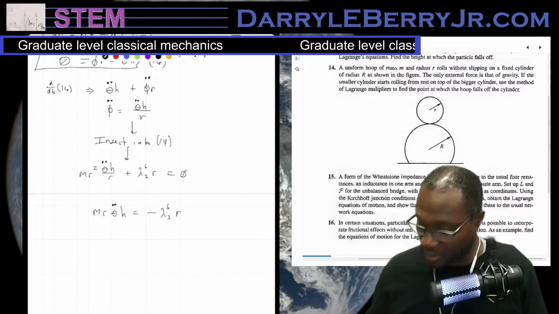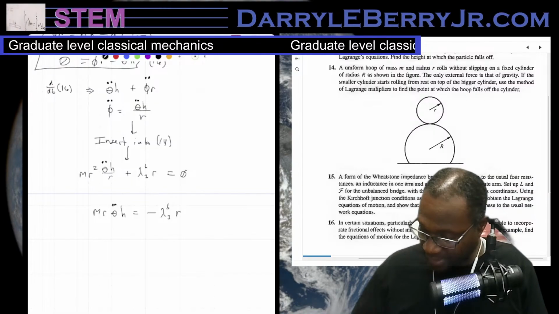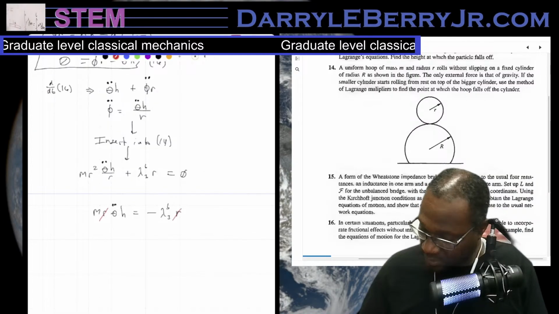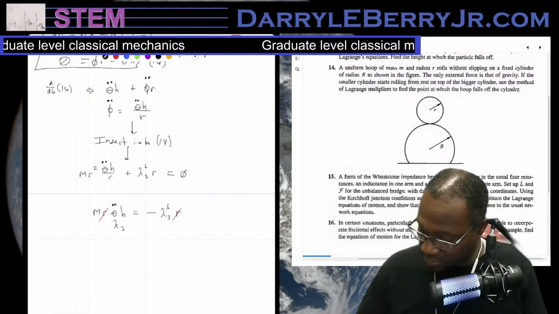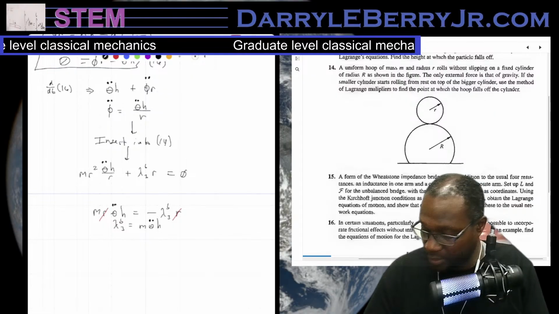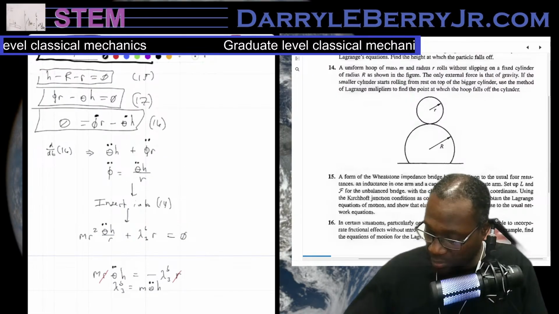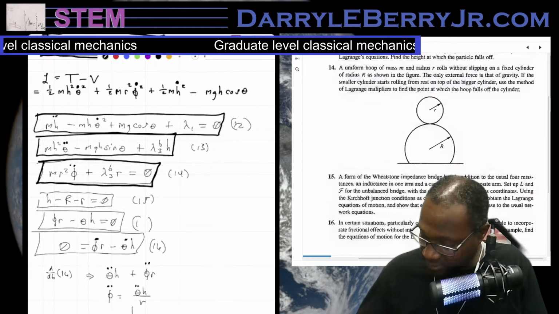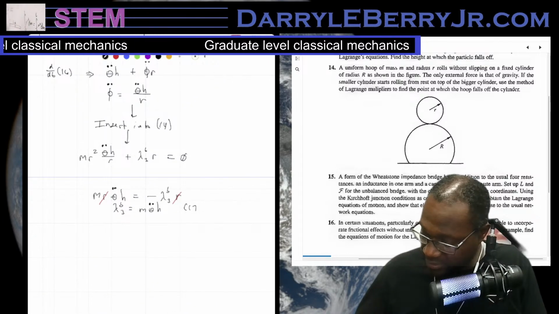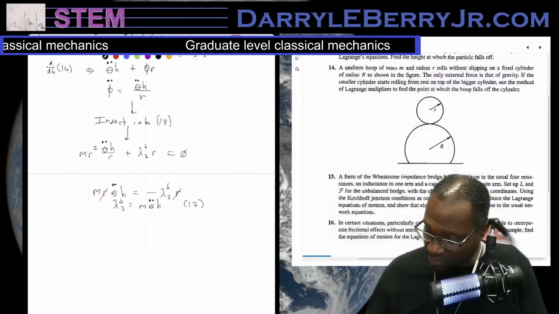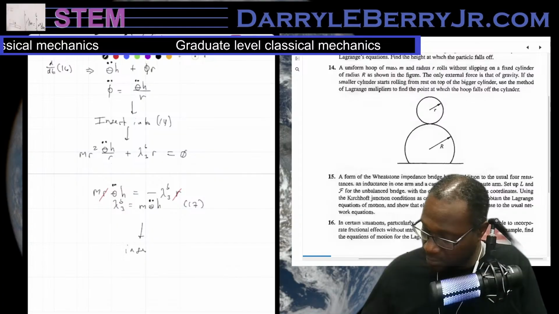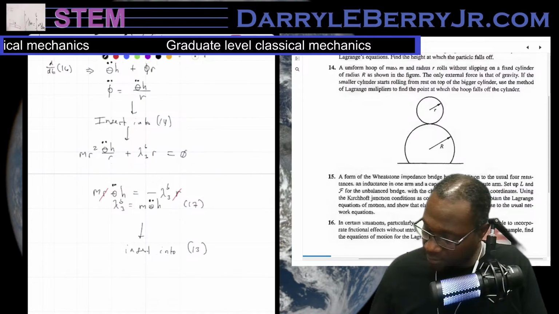So I'm going to cancel out that. Okay. So when I cancel out this R, now I have lambda 3b equals m theta double dot H. And I'm actually going to call this 17. So I'm going to rename this to 11. I'm going to call this 17 like I called it before. So I have this. Now I'm going to insert this into 13.